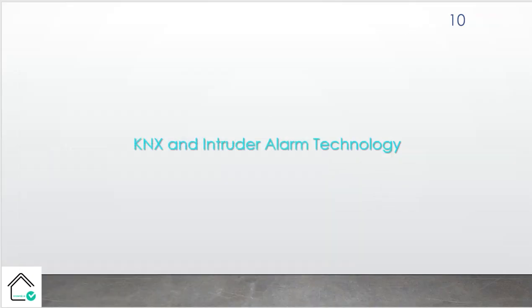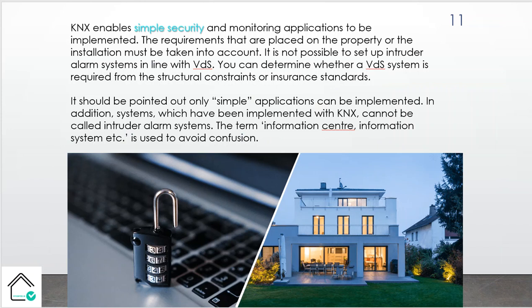Okay, so let's go. KNX enables simple security and monitoring applications to be implemented. The requirements that are placed on the property or the installation must be taken into account. It is not possible to set up an intruder alarm system in line with VDS. You can determine whether a VDS system is required from the structural constraints or insurance standard. It should be noted that only simple applications can be implemented.